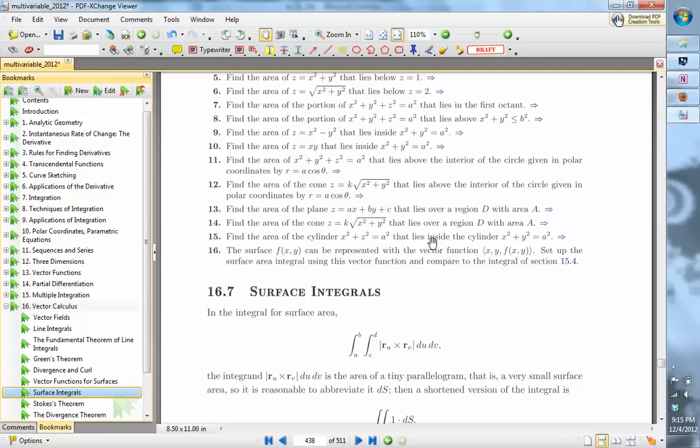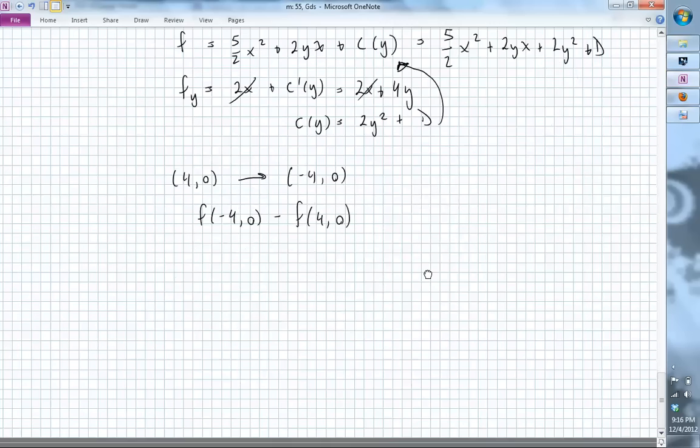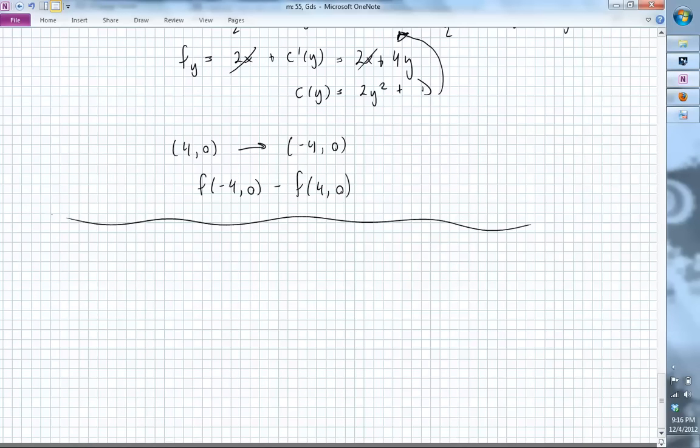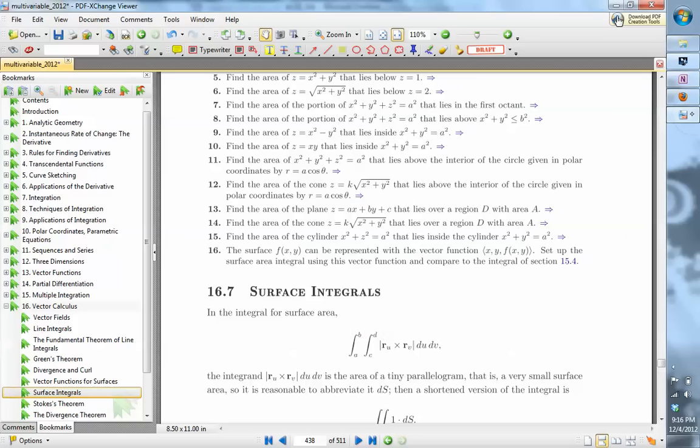Okay, so the area of the cone that lies above the interior of the circle given in polar coordinates. I would parameterize this using polar coordinates, because the region of integration, all of this is happening above something that looks very polar. Okay, so what is this? Z equals k root x squared plus y squared. This is problem 12, 16.6, 12.